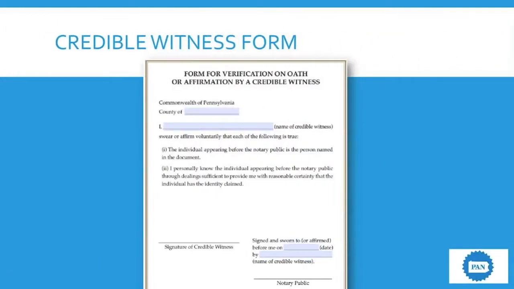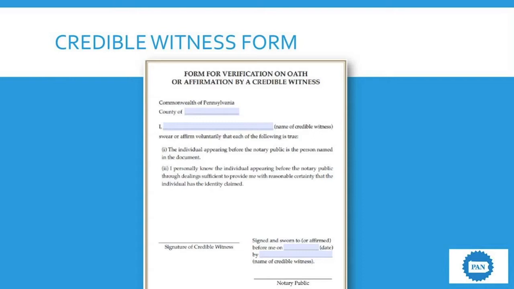When using a credible witness, the credible witness must complete a verification on oath or affirmation stating that the person is named in the document and that the credible witness knows the individual. PAN has a downloadable, fillable form in the member portal on their website for this type of transaction. The notary will execute the verification on oath or affirmation for the credible witness and record that in the notary's journal. And then the notary will perform the act for the customer.